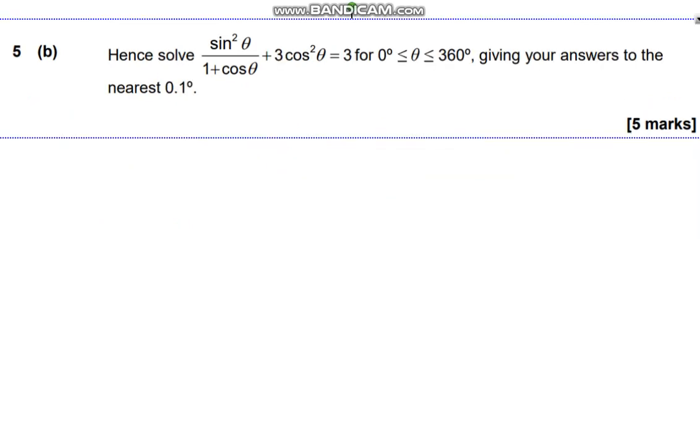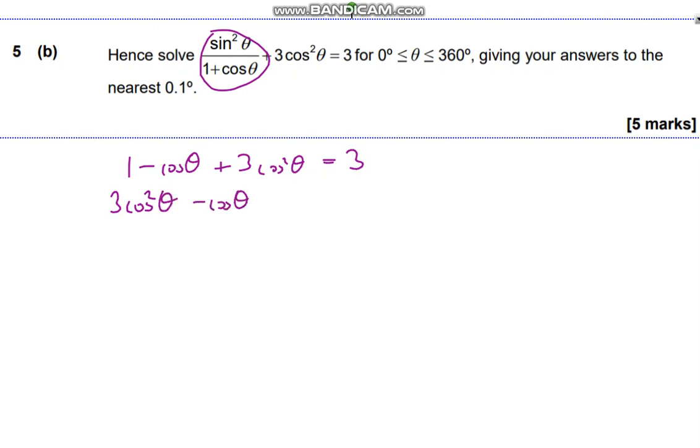Now hence for part B we can use that to help us. So this bit here is just going to turn into 1 minus cos theta, and then plus 3 cos squared theta is equal to 3. So we can rearrange that to give us 3 cos squared theta minus cos theta minus 2 is equal to 0.